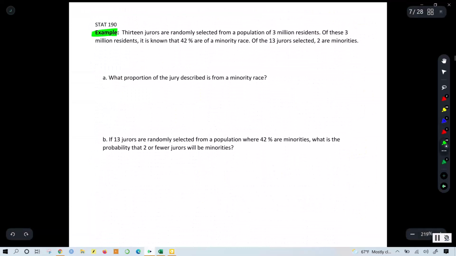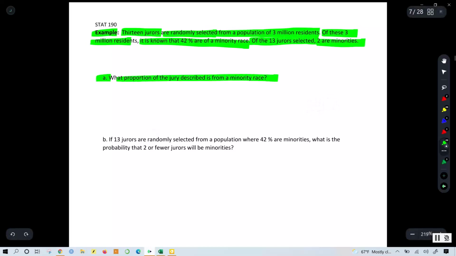In this example, we're told that 13 jurors are randomly selected from a population of 3 million residents. Of these 3 million residents, it is known that 42% are of minority race. However, of the 13 jurors selected, 2 are minorities. Question A. What proportion of the jury described is from the minority race?